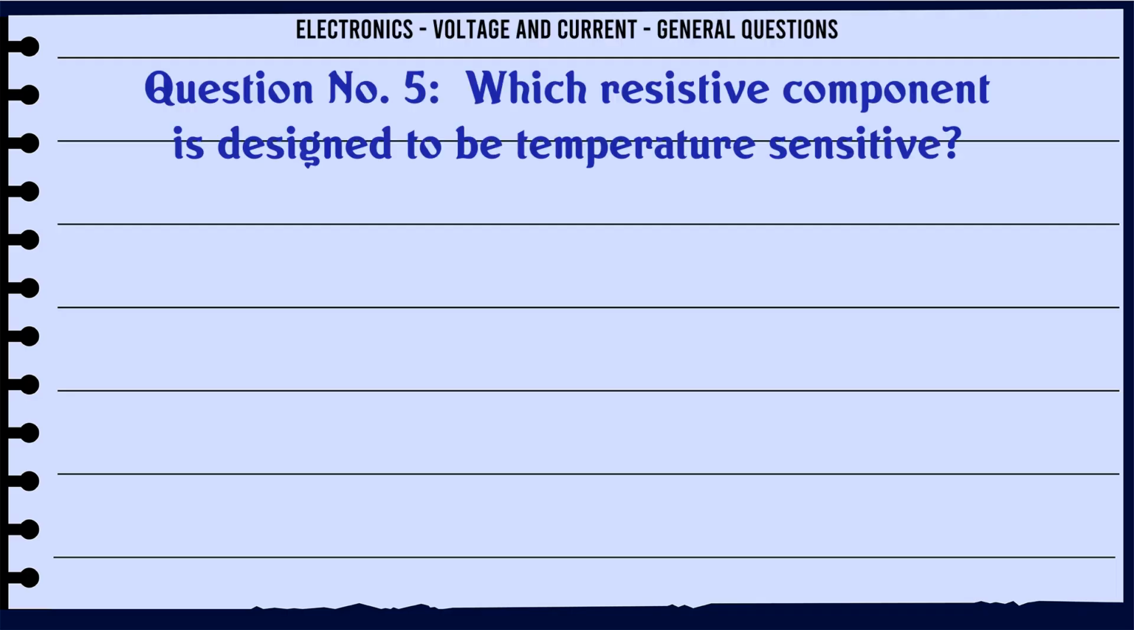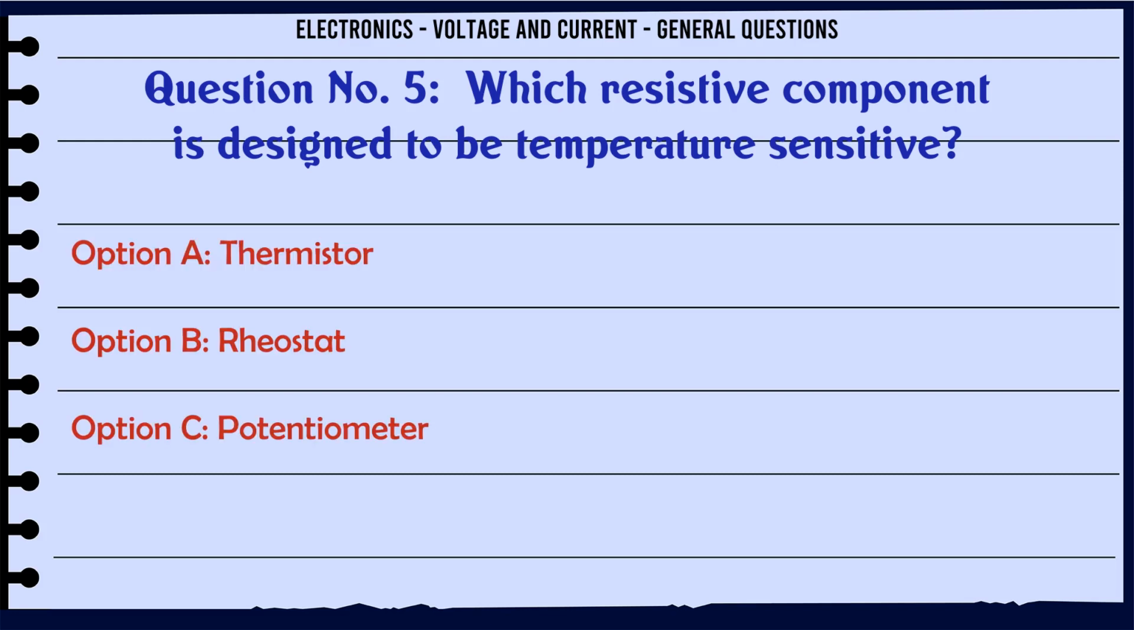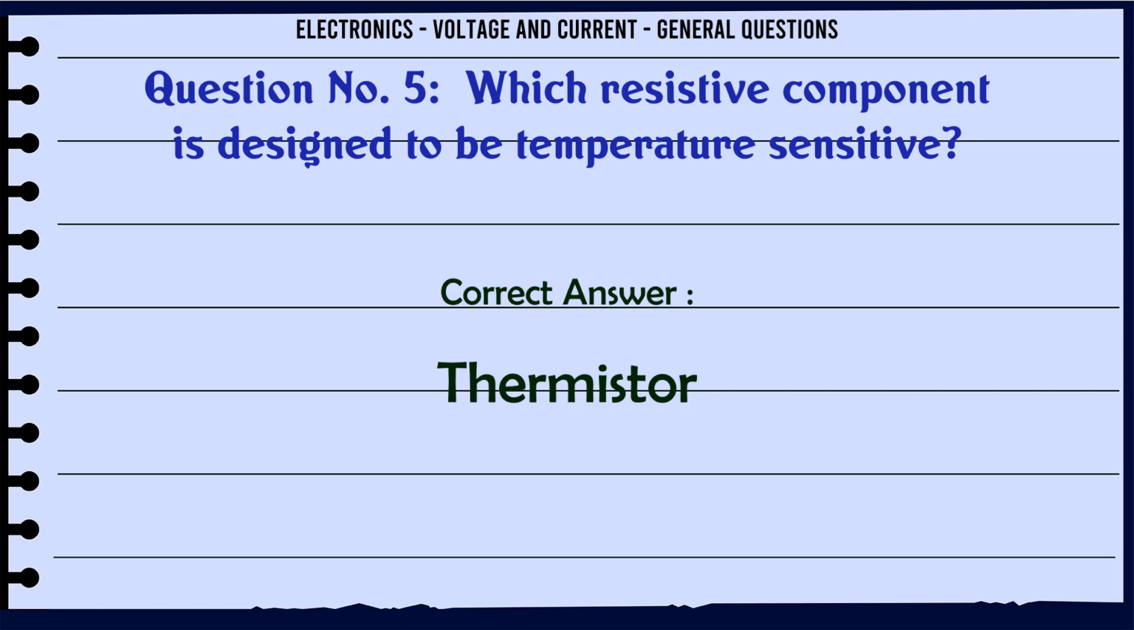Which resistive component is designed to be temperature sensitive? A. Thermistor. B. Rheostat. C. Potentiometer. D. Photoconductive cell. The correct answer is thermistor.